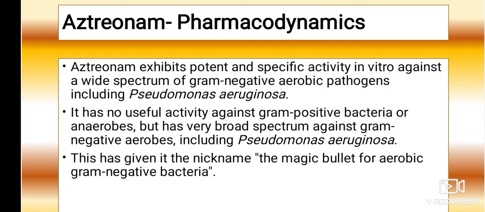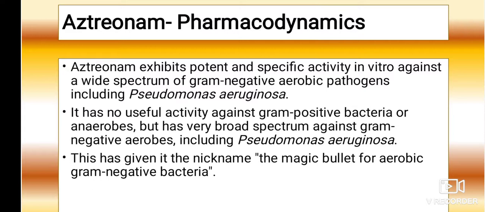It has no useful activity against gram-positive bacteria, as we have just seen, or anaerobes. There is no activity against anaerobes, but it has broad spectrum activity against gram-negative aerobes, including Pseudomonas aeruginosa. Pseudomonas aeruginosa is mainly a gram-negative microorganism and it is an aerobe. You must know the difference between aerobes and anaerobes. So mainly it is active against aerobic gram-negative bacteria, with the main example being Pseudomonas aeruginosa.